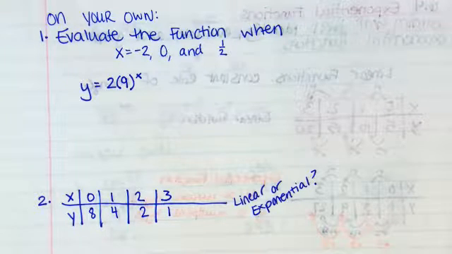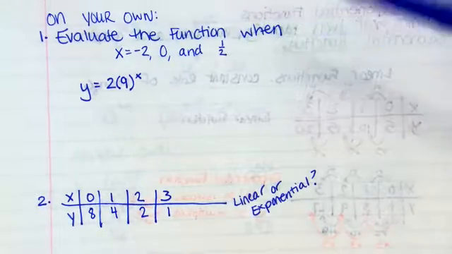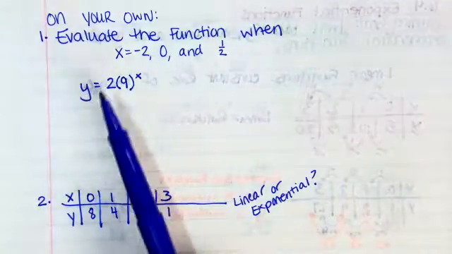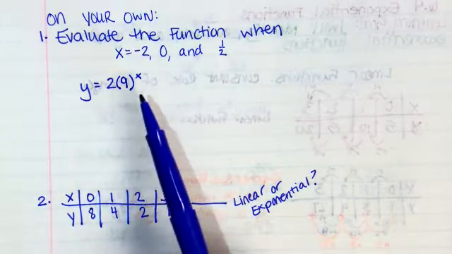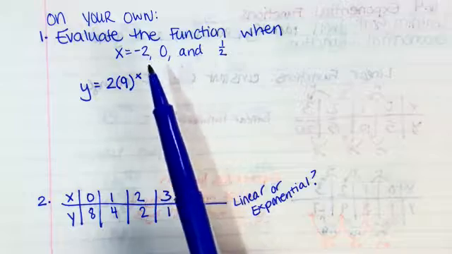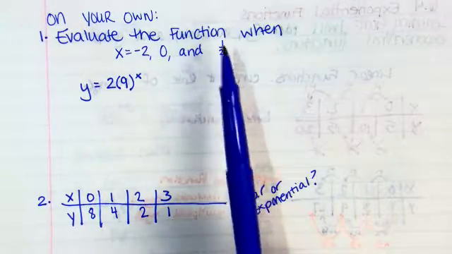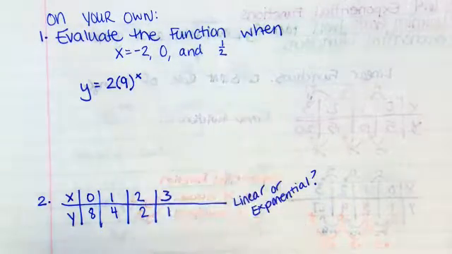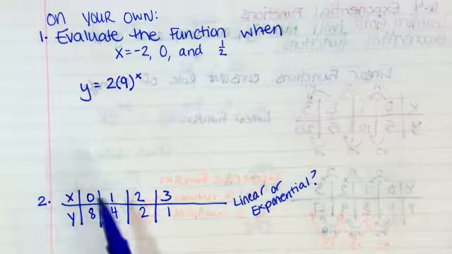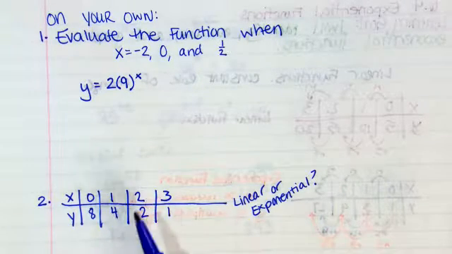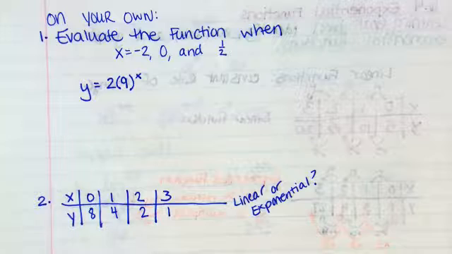Right here I have 2 on your own problems I'd like you to try. First of all, I want you to evaluate the function y equals 2 times 9 to the x when x equals negative 2, 0, and 1/2. So you got a rational exponent there. And then also I have a table here: 0, 8; 1, 4; 2, 2; and 3, 1. I want you to tell me if this is linear or exponential, and you should be able to back up your answer with a good reason.